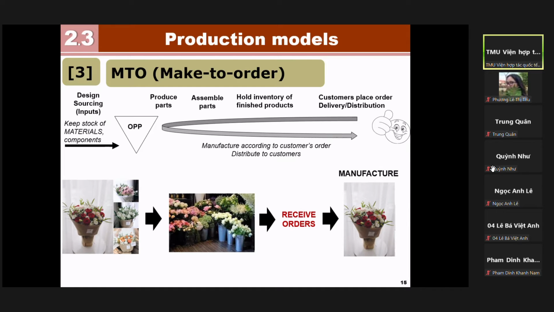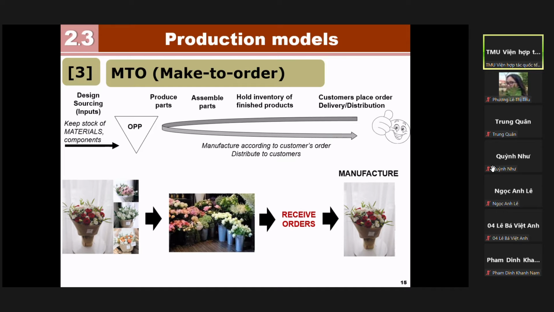And of course, by applying this production, the customer has to wait, right? They cannot just go to the flower shop, pick a bouquet and go immediately in a few seconds, but maybe they have to wait like 30 minutes or 1 hour for the staff of the shop to make that bouquet. And of course, that's the first thing. So the customer has to wait for the production period.